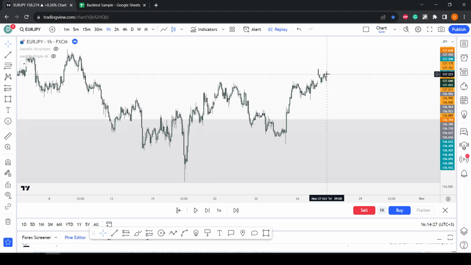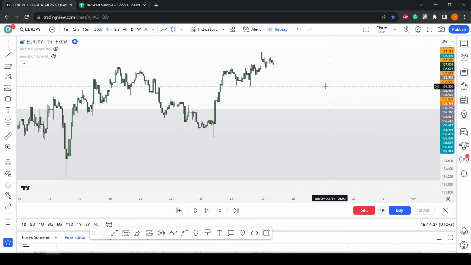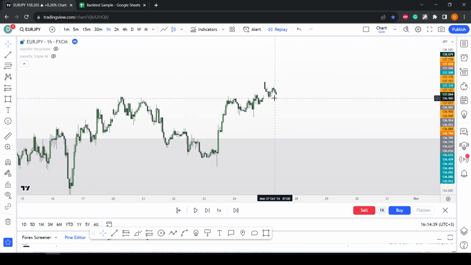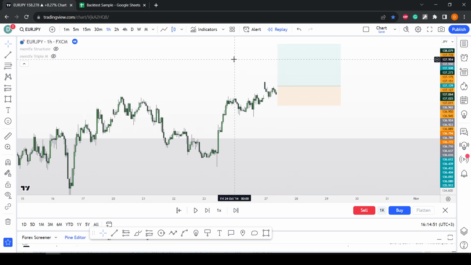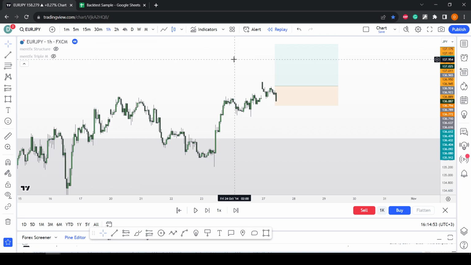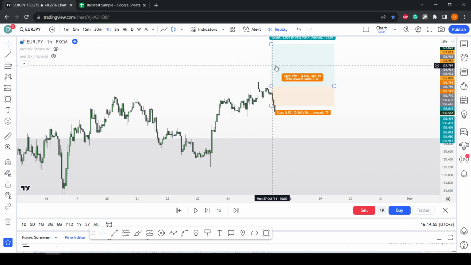So this is London. And we have this gap, we have this zone, and we have this small ICI. Now, if we will have this break, I'm good to follow the longs. But we don't have it, so canceling.